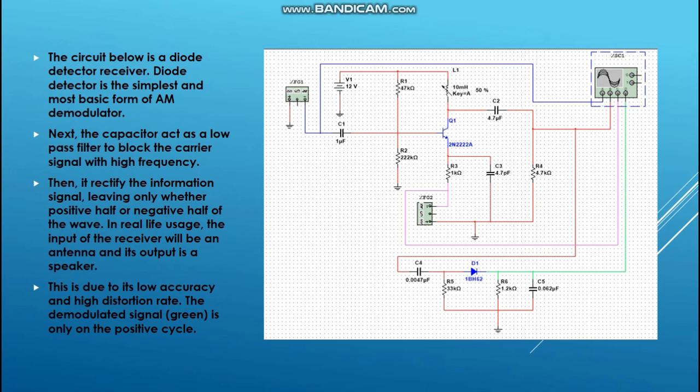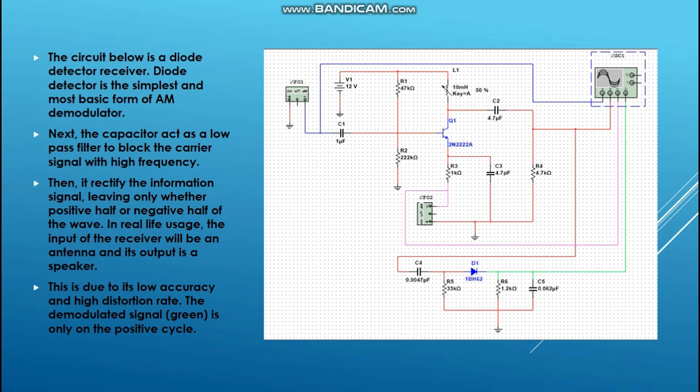The circuit below is a diode detector receiver. The diode detector is the simplest and most basic form of AM demodulator. When it receives an AM signal, it detects the envelope of the signal, which is the information signal.